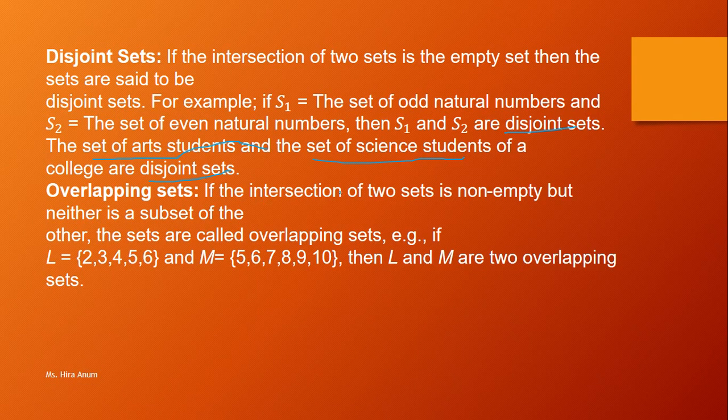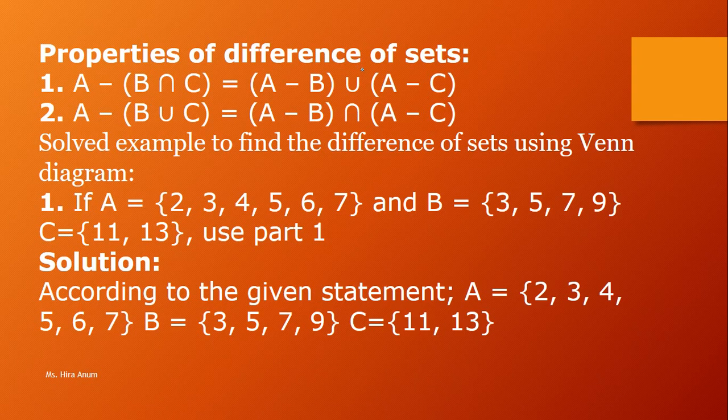Overlapping set. When the intersection of two sets is non-empty, and neither is a subset of the other, this is overlapping. Like L is 2, 3, 4, 5, 6 and N is 5, 6, 7, 8, 9, 10. These are overlapping elements.